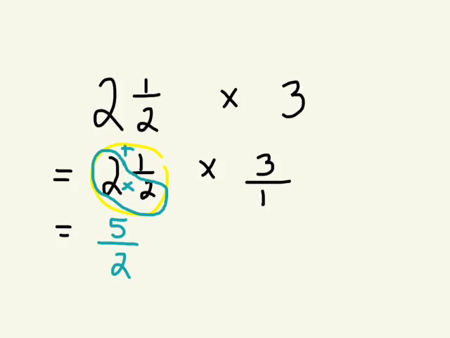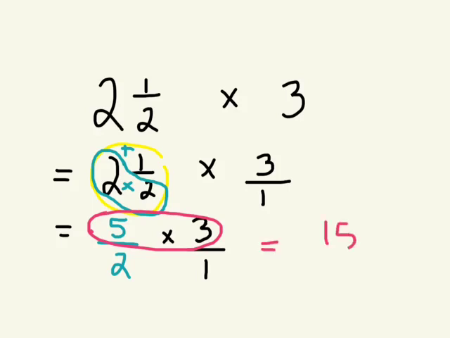So we have 5 over 2 times 3 over 1. All you do when you multiply fractions, very straightforward, is you multiply the numerator, which is the top number, by the numerator. Okay, what's 5 times 3? 15. And then we multiply the denominator by the denominator. 2 times 1 is 2. So my answer is 15 over 2.